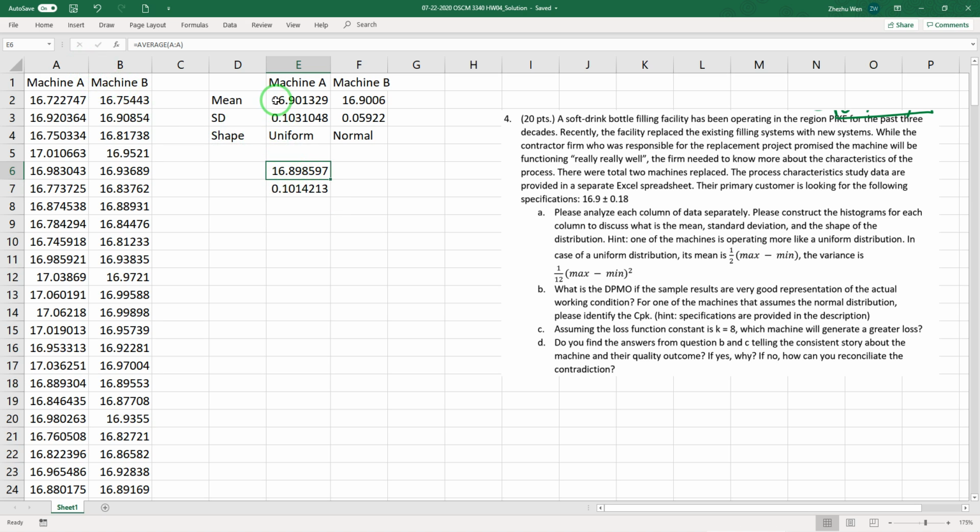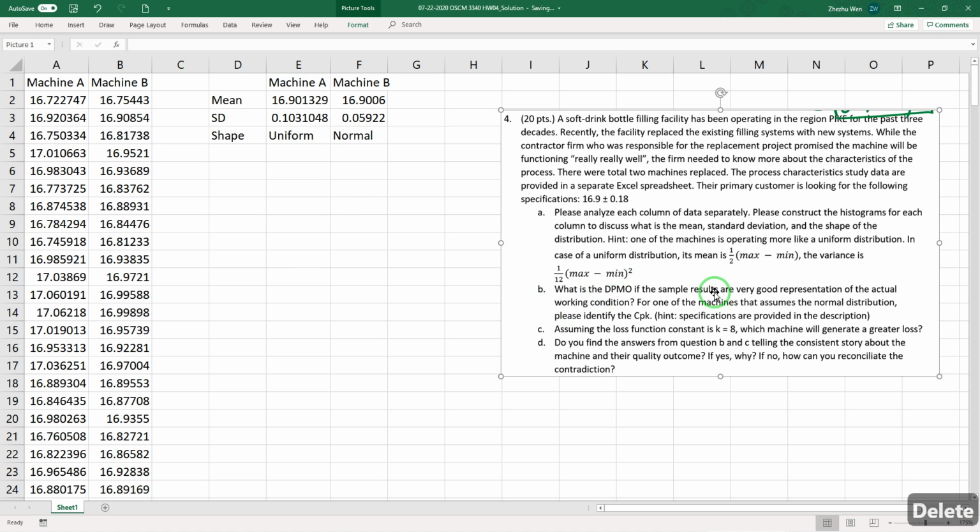Once you determine this is actually a uniform distribution, we'd like to stick to the formula to calculate its average and standard deviation. Although it's not hugely different, we'd like to be more rigorous in finding out those parameters. So that will solve the first problem, the histogram and shape of the distribution.